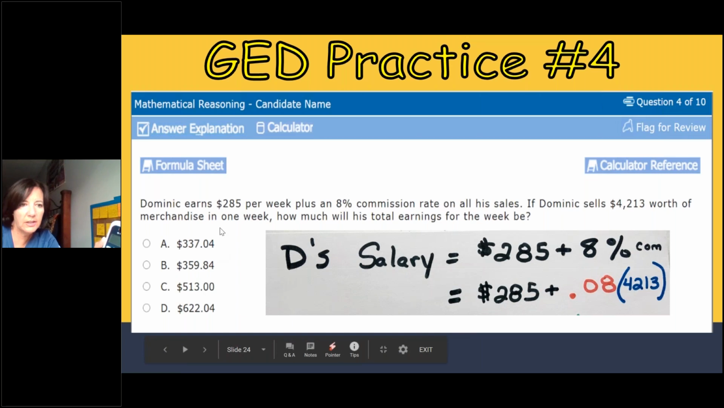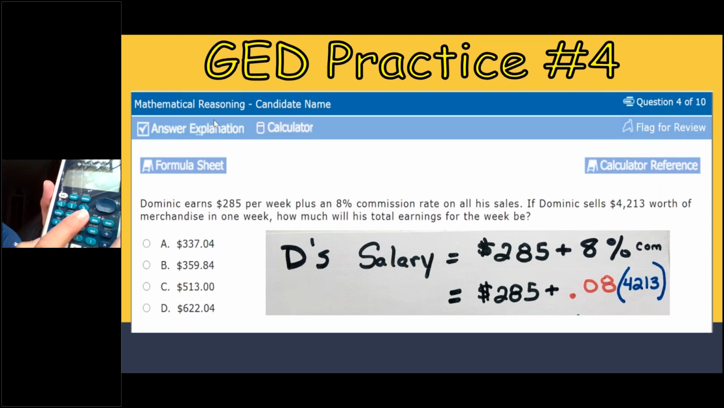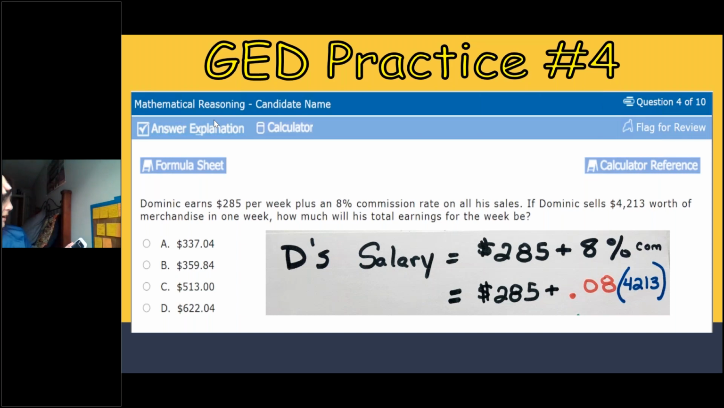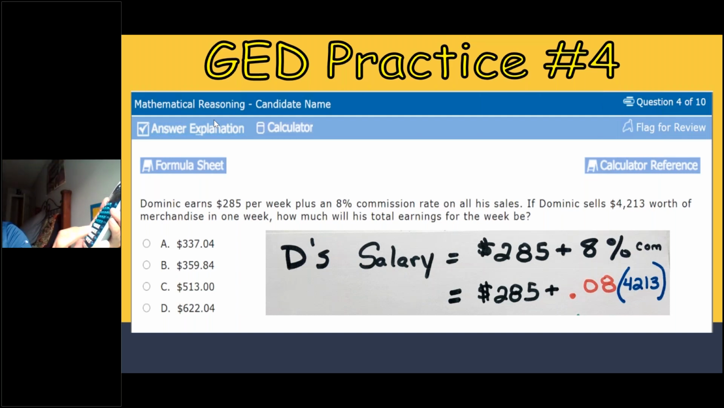Up here so I can see what you're looking at. Okay, so I'm going to hit my 285. That's pretty easy to do. My plus sign. I'm going to put in 8, and now I'm pointing to the percent. The percent is on that key, so I don't have to press my second button, but I press the percent sign and it says 8%. Now I'm pressing my open parentheses and I'm putting in 4,213 and then I'm hitting close parentheses.